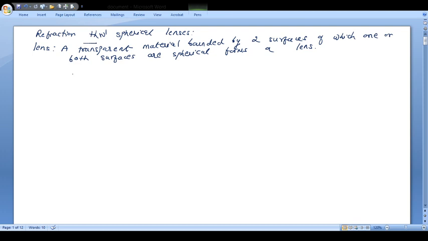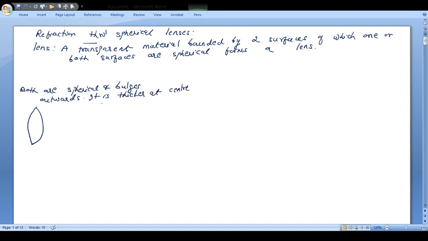Now let's try to see here, if we have a transparent material. If I say that both the surfaces are spherical and bulge outwards, it would be this kind of figure. So here both are spherical and bulging outward. You can see here it is thicker at the center compared to the edges.